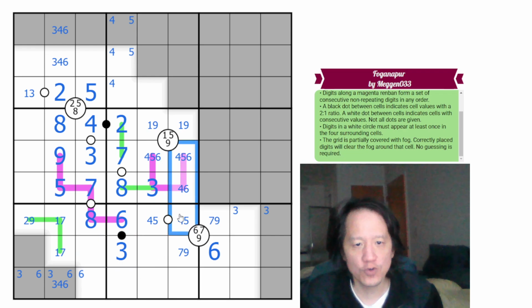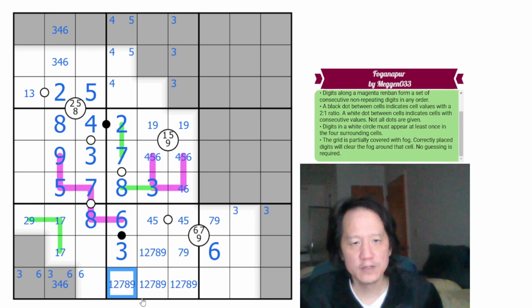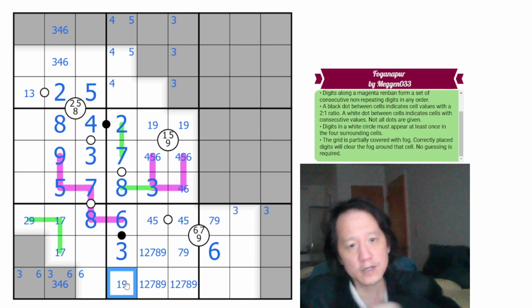We have a 4, 5, 6 triplet. Well, that doesn't really help much. We know 3 has to be one of these 3 cells because of these 3. This is 1, 2, 7, 8, 9. This obviously can't be 2, 7, or 8. So this is 1 or 9.